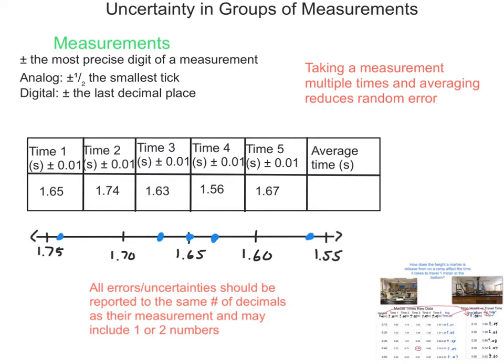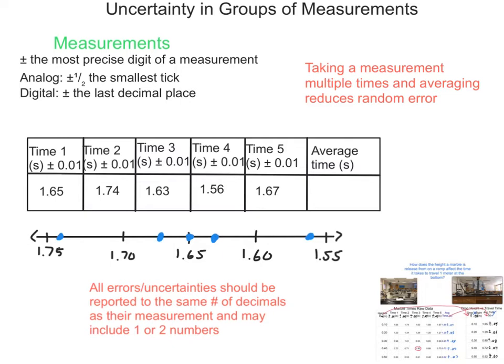Now, what about whenever we take multiple measurements of the same thing? We're trying to do a repetition, if you will, to try to reduce error, because whenever we take a measurement multiple times and then average it, we do the exact same thing time after time after time, generally at least 5, it's going to reduce the random error, because sometimes it's a little high, sometimes it's a little low, because, quite frankly, our lives are not perfect.